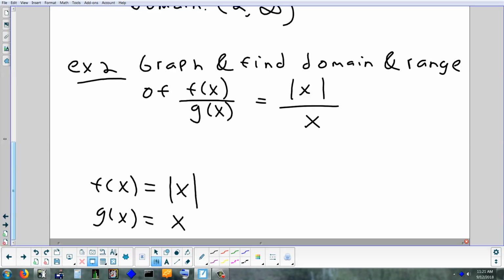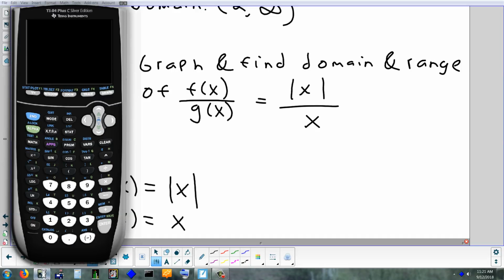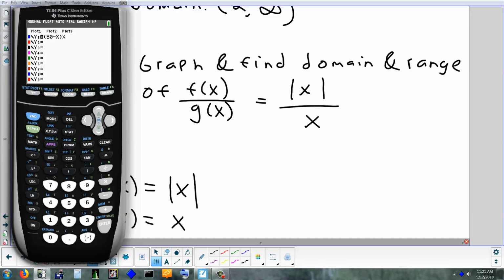So that should give you a hint about the range. The range is pretty small. There's only 2 numbers in it, 1 and negative 1. So let's graph that and see what it looks like. You can plug in any number you want for x, except what number are you not allowed to use? 0. Can't use 0.